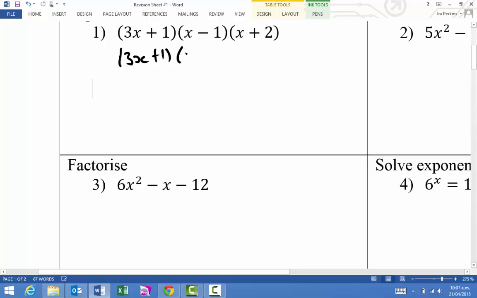So x times x is x squared. If I go x times 2, that's plus 2x. If I go negative 1 times x, that's negative x. And if I go 1 times 2, it is negative 2. Okay, now I can simplify this because I've got 2x here and a negative x here.